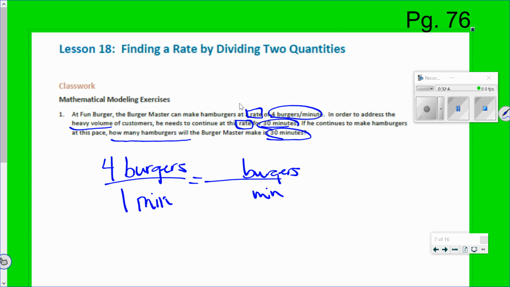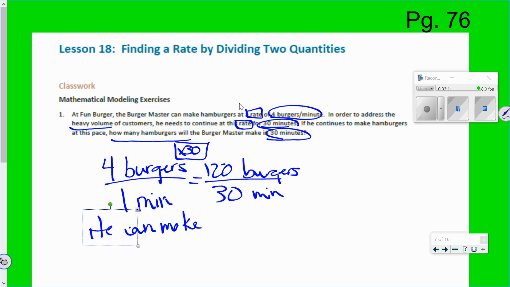So what was the other one they gave us? 30 minutes. Does that go top or bottom? Bottom. Then we go to mystery box. How do I go from 1 to 30? Multiply by 30. So guess what I do at the top? Multiply by 30. Have I answered the question? What do I need to do, Keith? Write a sentence. He can make 120 burgers.